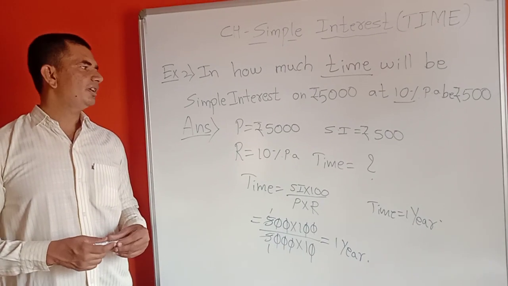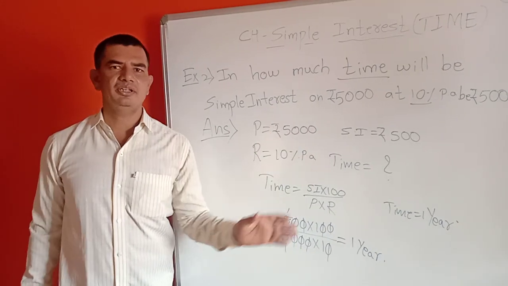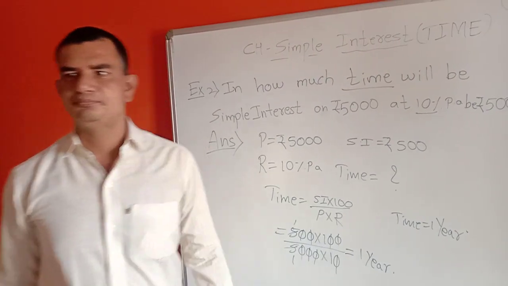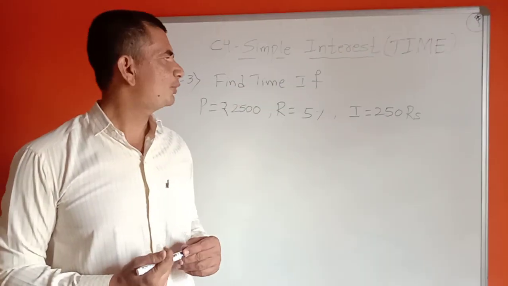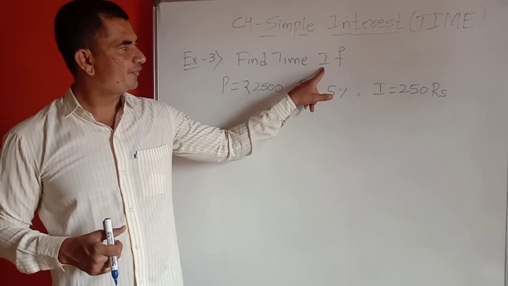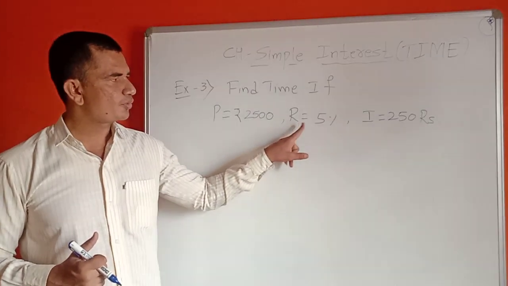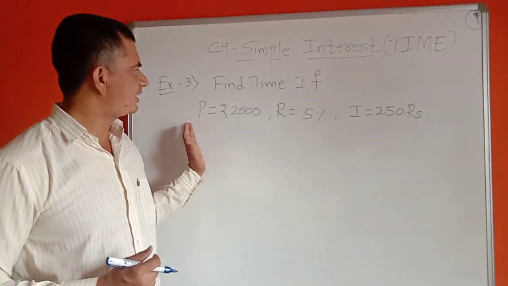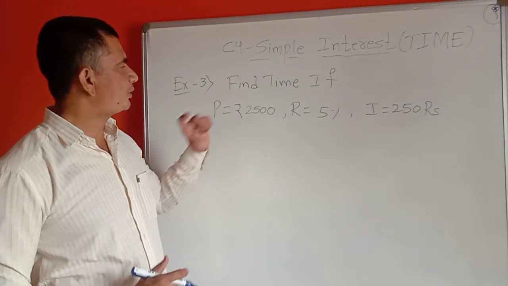Students, sometimes they directly give P and I and R, and they will ask to find out the time. That type we will also see. Let's go for the third example, the last example of this video. Here, this type of question also they will give: find time if P is equal to rupees 2,500, R is equal to 5%, and I is equal to rupees 250. Directly they will give P and I, where I means interest or simple interest. So we have to find out the time.